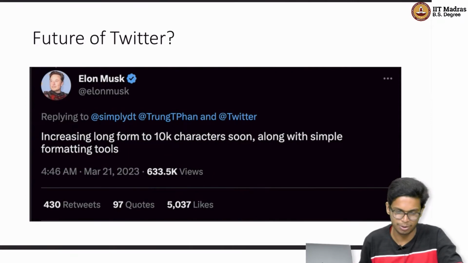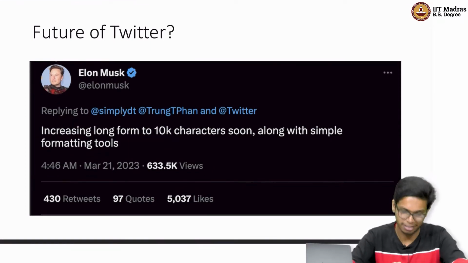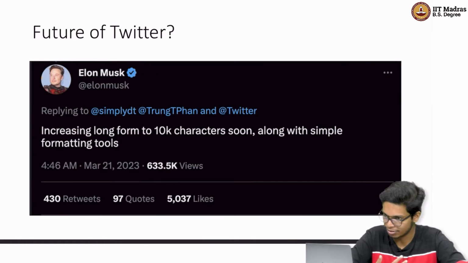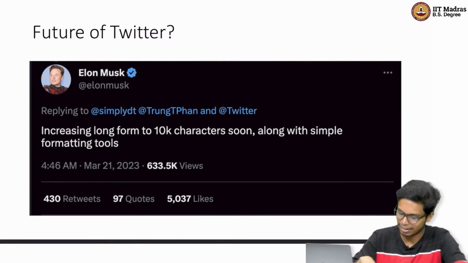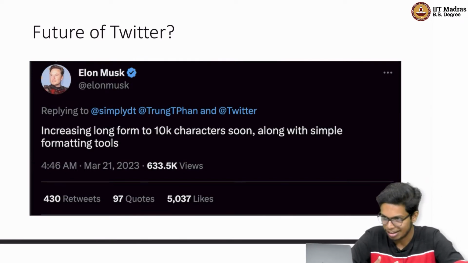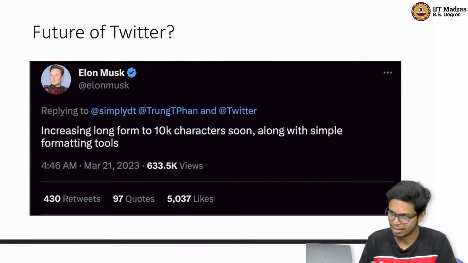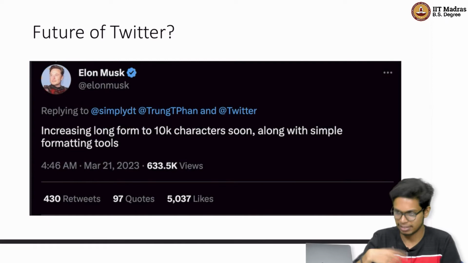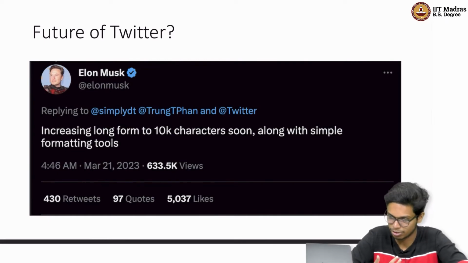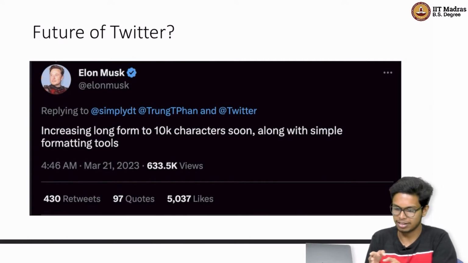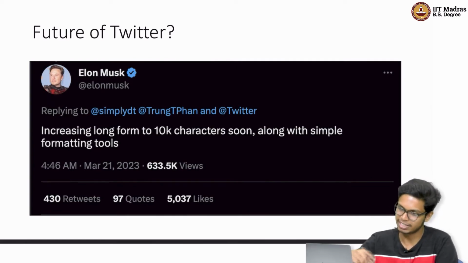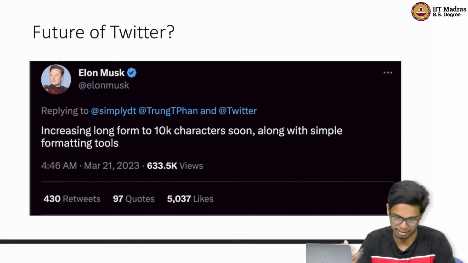So just as a final note, right, what does the future of Twitter look like? Just a few days back, March 21st, Elon Musk tweeted that he's planning to increase the character limit on Twitter to 10,000 now. Along with formatting tools that you see on GitHub, right? The README, Markdown formatting tools. If they come to Twitter, how does that change? So that is another exciting, very open area of research: as soon as this change happens, do these findings or the user behavior change again after the 10,000 character limit is implemented by Elon Musk in the coming weeks, right?